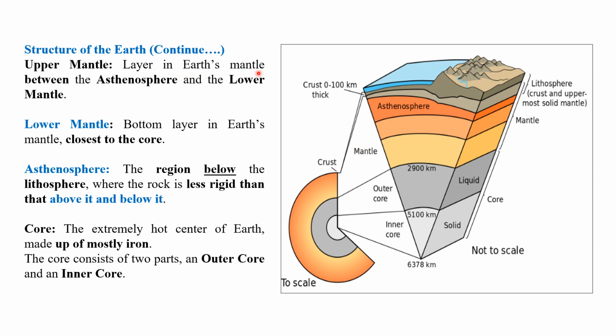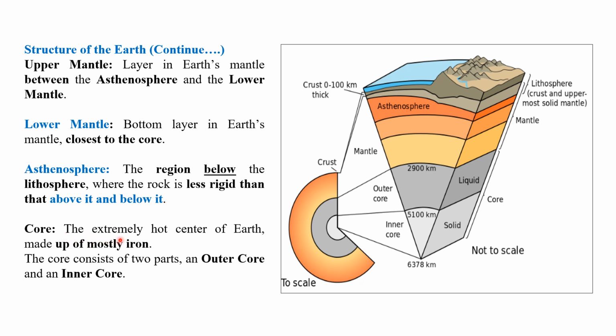Upper mantle is the layer in Earth's mantle between the asthenosphere and the lower mantle. So in between is called the upper mantle. Lower mantle is the bottom layer in the Earth's mantle, closest to the core, right? Asthenosphere is the region below the lithosphere, where the rock is less rigid than that above it and below it.